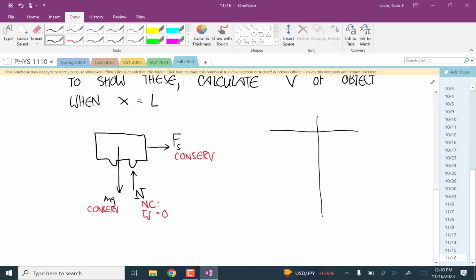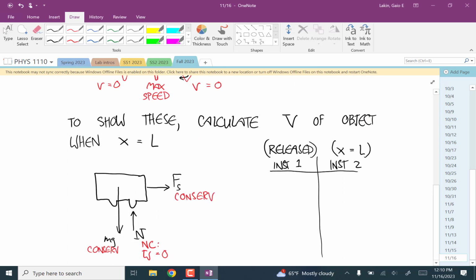And now our instants are going to be at instant 1, when the object is released, and instant 2 is going to be when x is equal to L, when we're at those two extremes. Are you with me on that? Is anyone with me on that? 2 people. That's great. That's my record so far this semester.